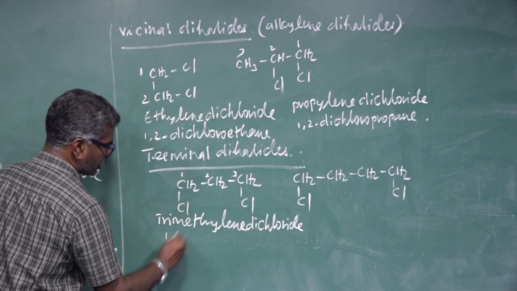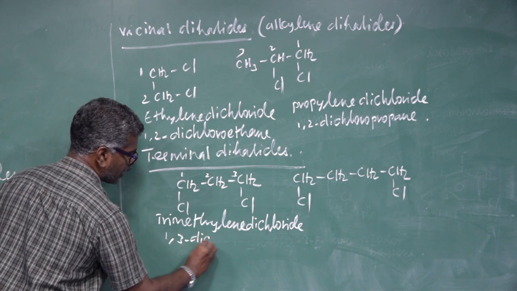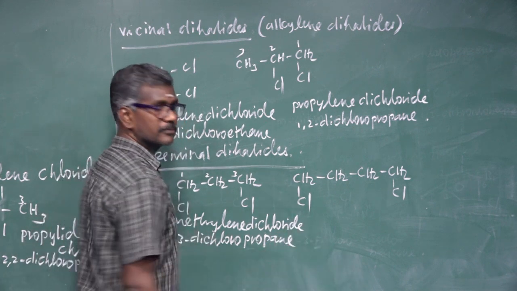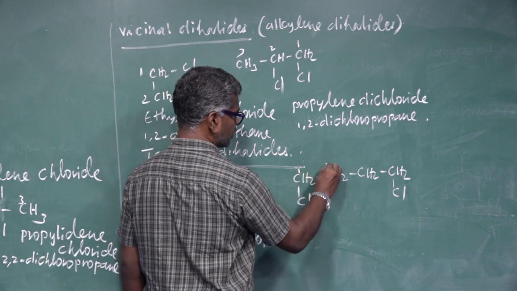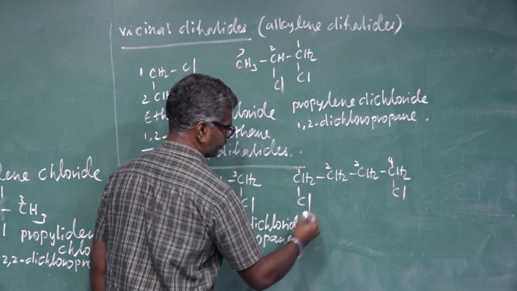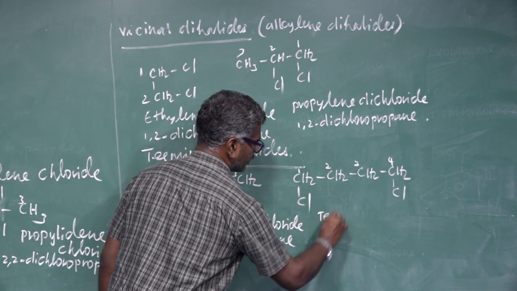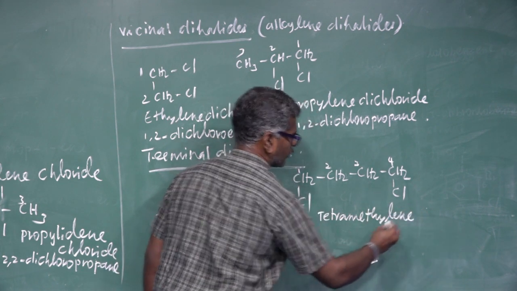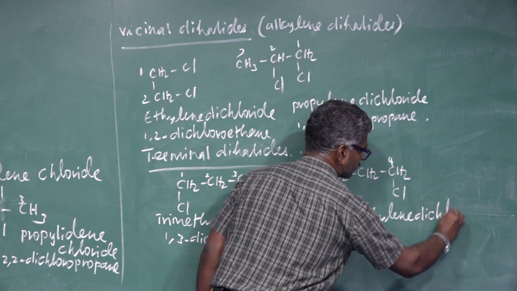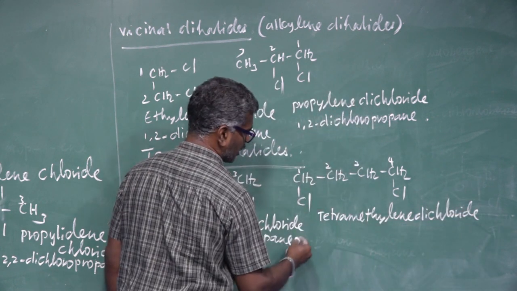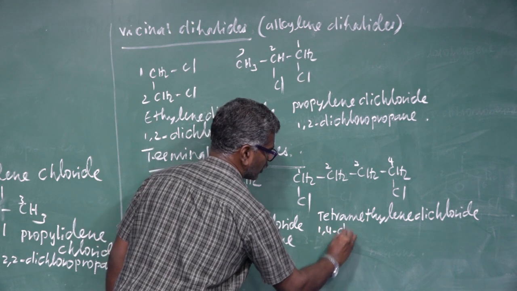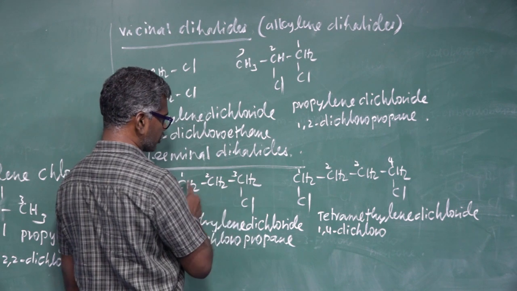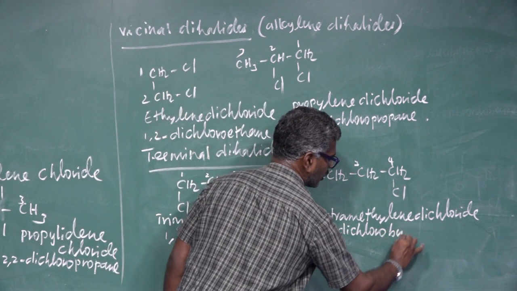IUPAC name: 1,3-dichloropropane. Here numbering 1, 2, 3, 4. So what's the name? Tetramethylene dichloride. What's the IUPAC name? 1,4-dichloro. Totally how many carbon atoms here? 1, 2, 3, 4 carbon atoms. So butane.